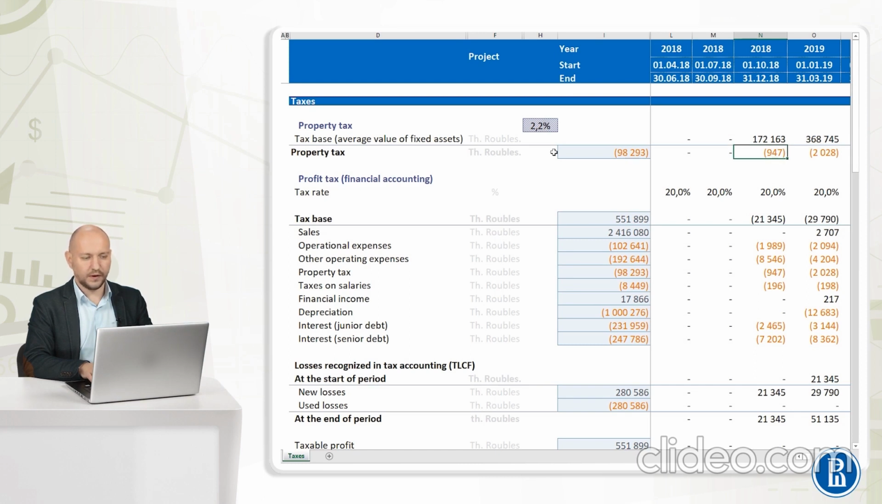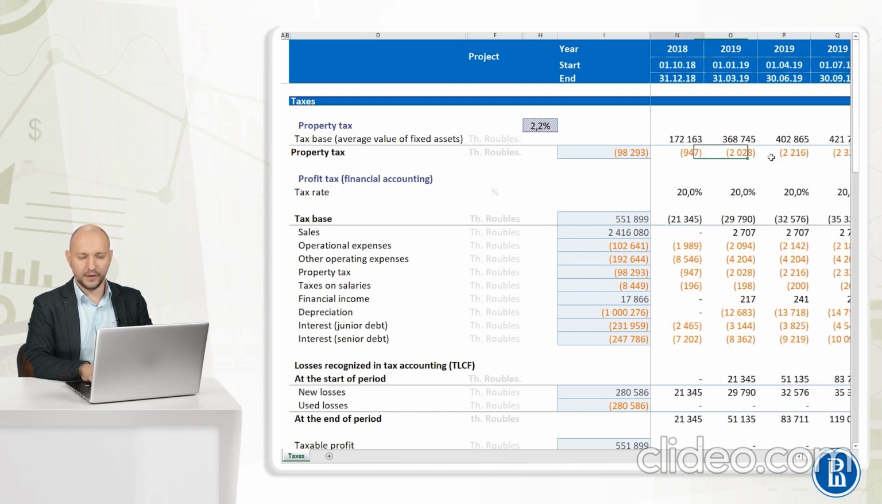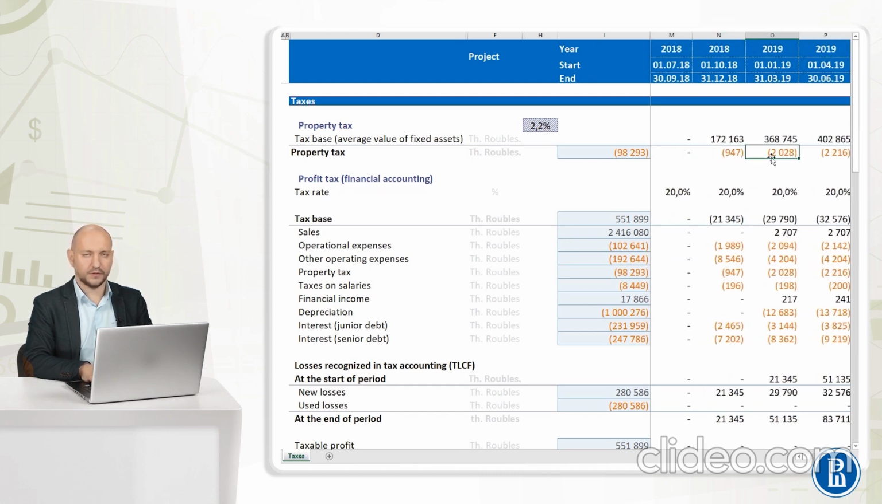Then to get the property tax, we multiply our tax base by 2.2%, which is property tax rate, and we divide it by 4 because the tax is paid quarterly, so we simply assume that we're going to pay it every quarter and not just once at the end of the year. So that's easy, in fact.